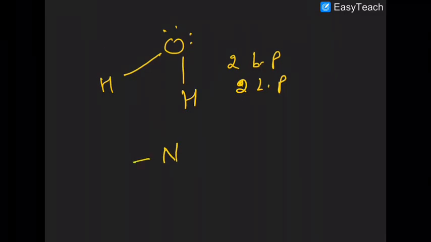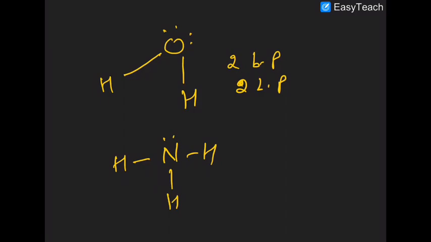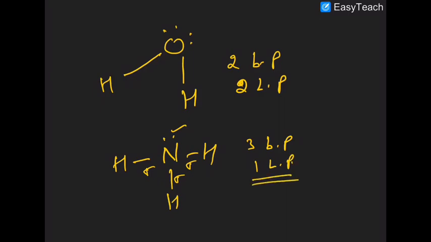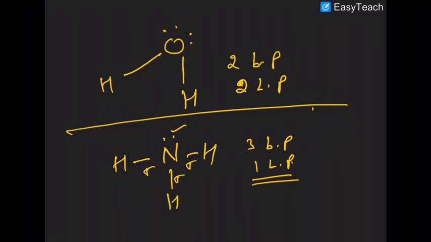In the case of ammonia, 1, 2, 3. So there are three bond pairs and one lone pair. Are you getting that? Now if you go by this rule also, then what can you say? Look at that.